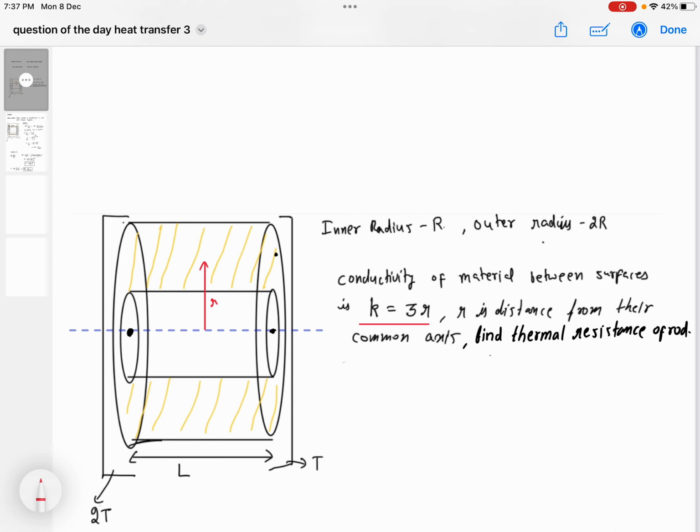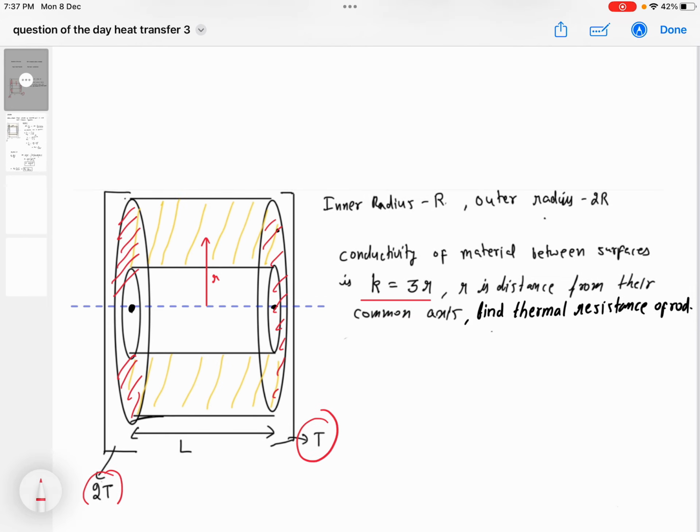Obviously, about which two surfaces? About these surfaces. This surface is maintained at temperature 2T, and the other surface is maintained at another temperature T. So between these two points, we need to find the thermal resistance. Even if these temperatures are not given, we should still be able to find it. Suppose they are just T1 and T2. Still, we can find the thermal resistance between surface 1 and surface 2.